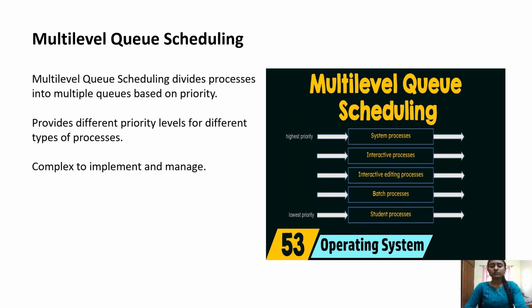In multi-level queue scheduling, the hierarchy goes from lowest priority to highest priority: student process and batch process, then interactive editing process, interactive process, and then at last system process. Here the lowest priority is student process and the highest priority is system process. Like this the multi-level queue scheduling will be executed.